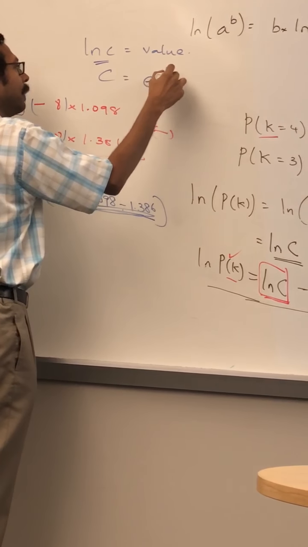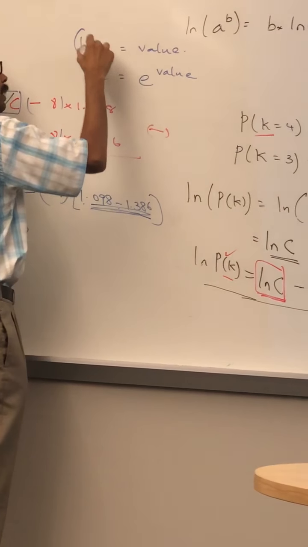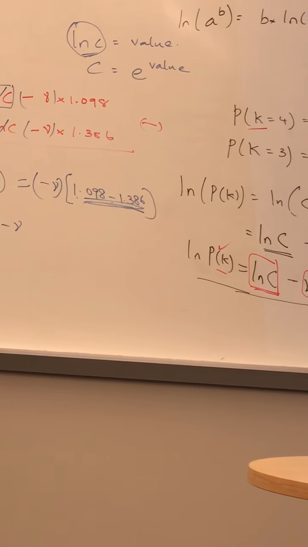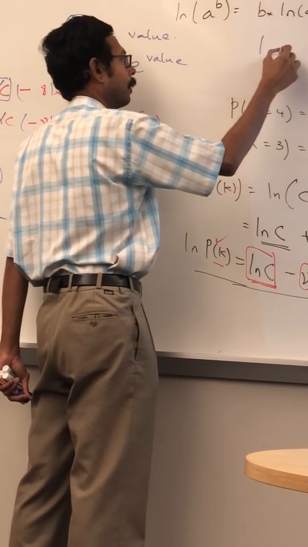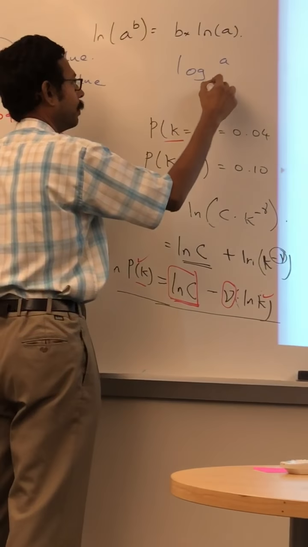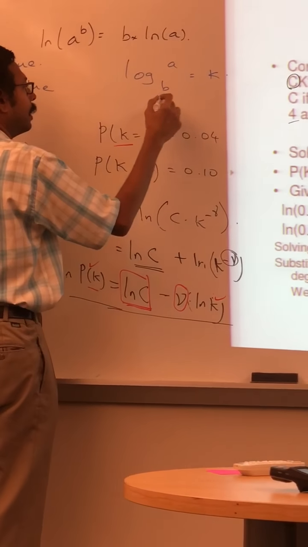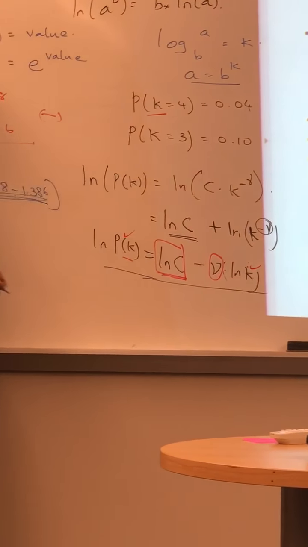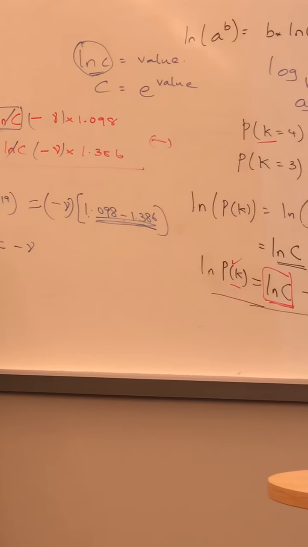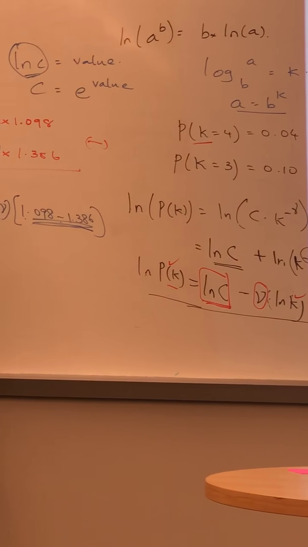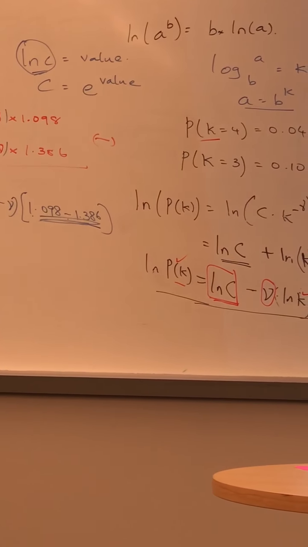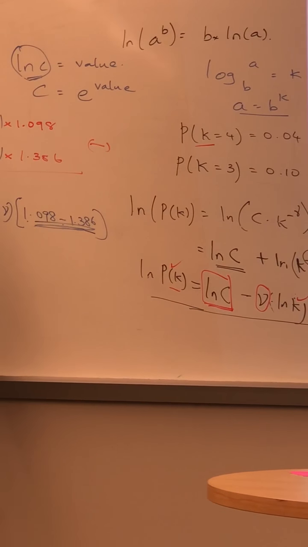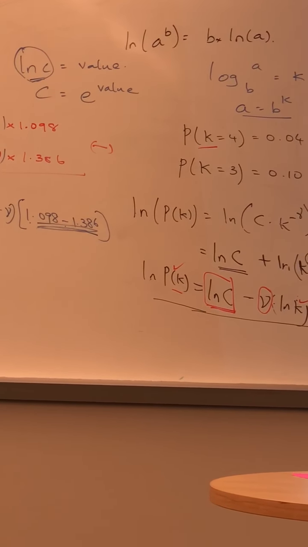E to the power of that value, because this is the base E. Log C means log to the base E. So there's another log property. If you have log of A to the base B is some K, what is A? B raised to K. Here the base is E, because we have nothing written there, so that's why E, right? This is natural logarithm. So you have to use the base E.